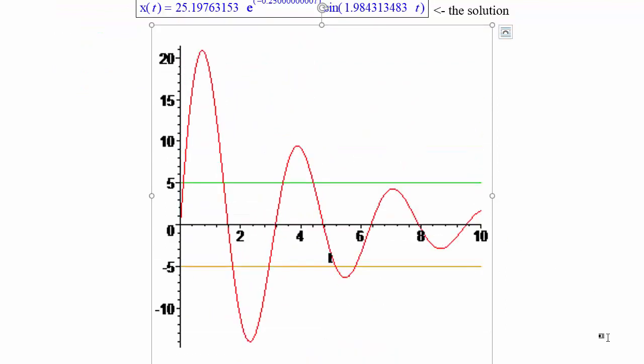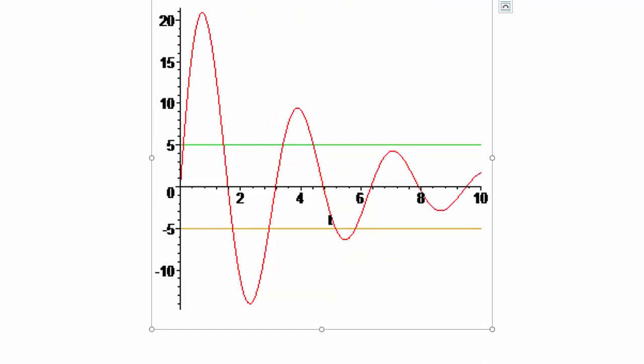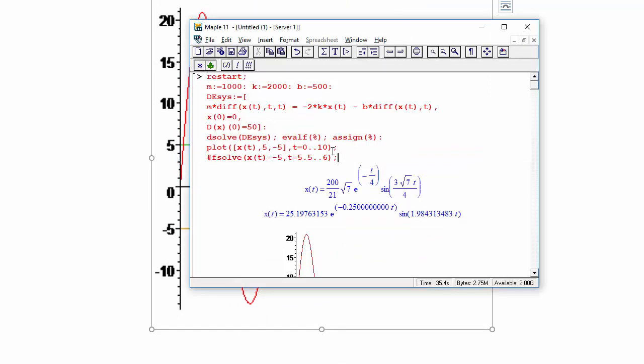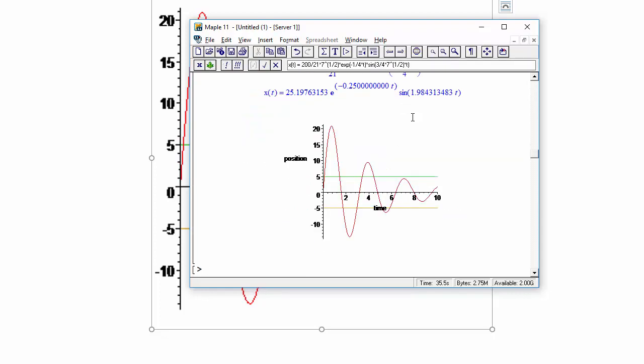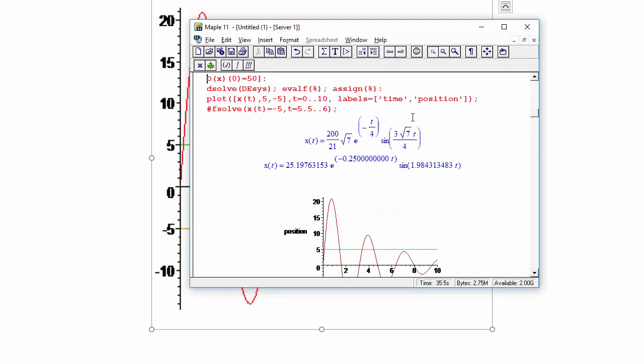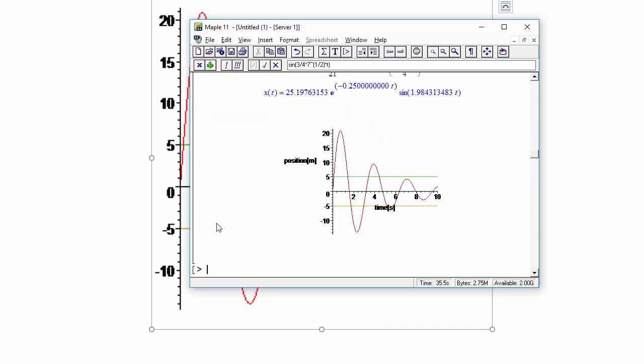Oh, you know what we could do? We could improve this plot by putting axes labels on this. That'll make the TAs happy. So to do that, we're going to go into the plot syntax here and say labels equals time and position. See if that works. Yeah, so we could go time and then put it in seconds, and position in maybe meters. Great.